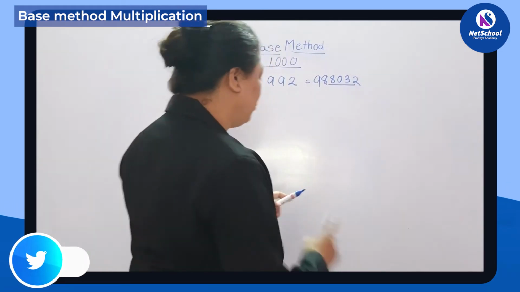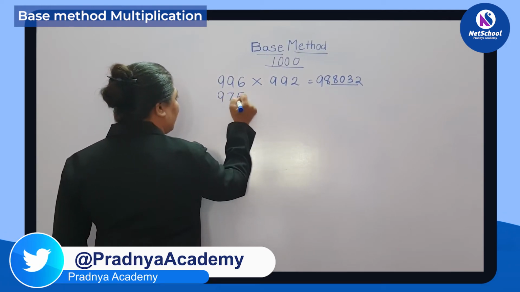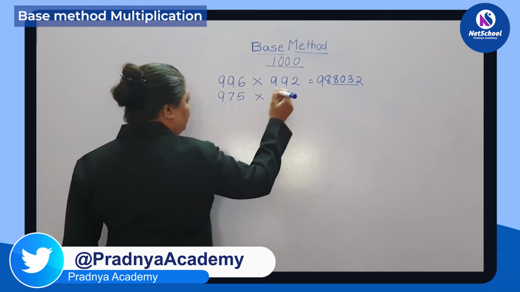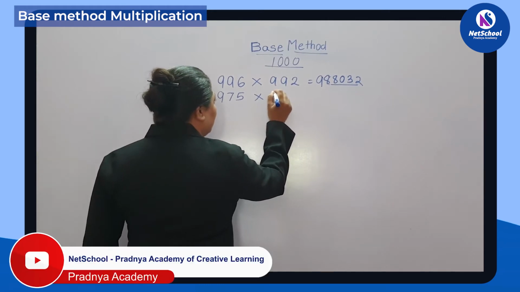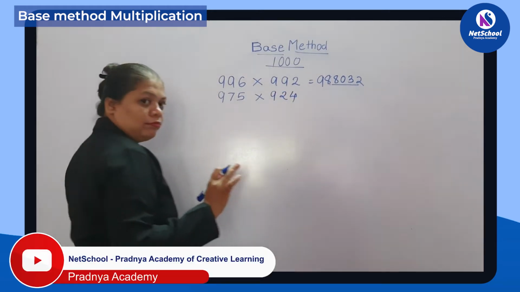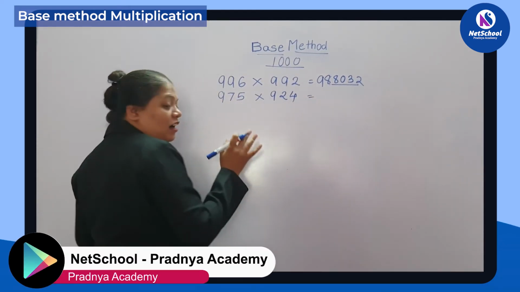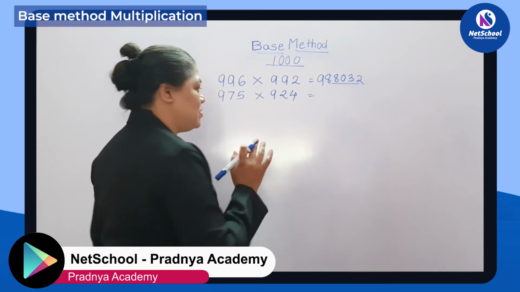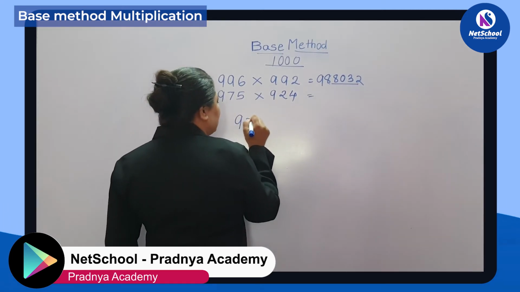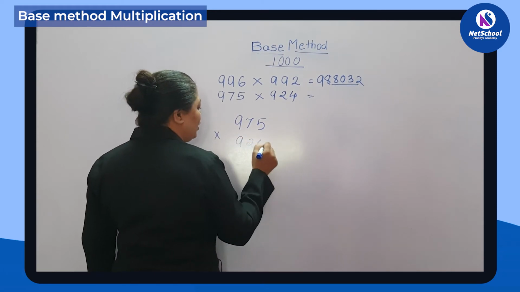I will write here one more example. 975 into 924. So now these numbers are a little away or far from 1000. 975 into 924.